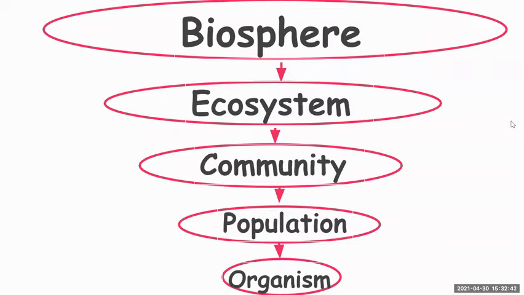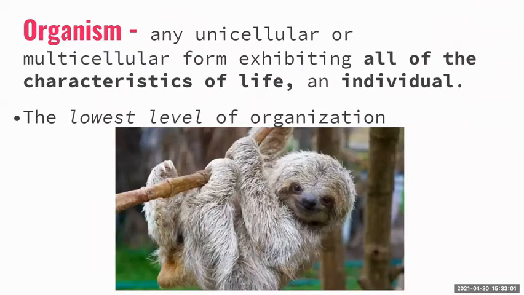So the next part we're going to talk about is the levels of organization. We're going to talk about what we mean when we say organism, what we mean when we say population, what we mean when we say community, ecosystem, and biosphere, because those might be words that we use pretty often. So it's important to know what we mean when we use them.